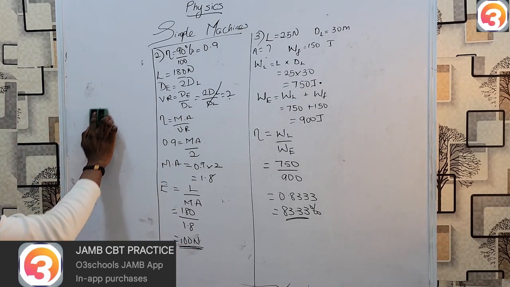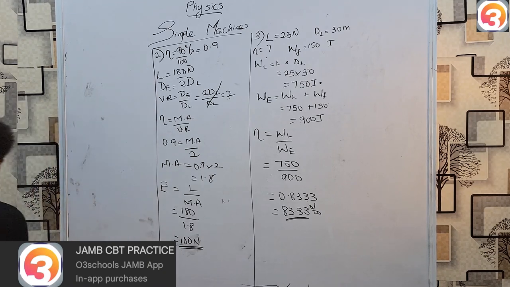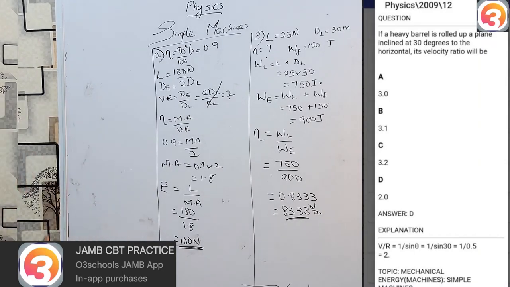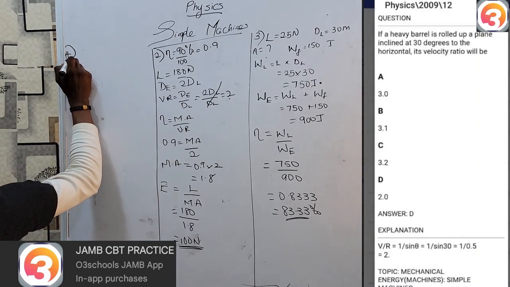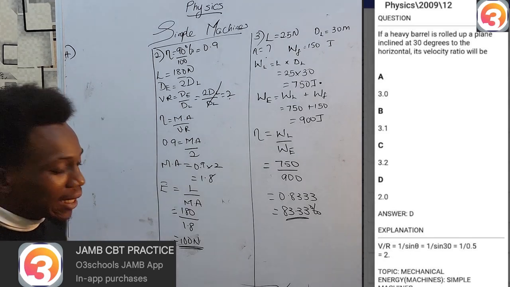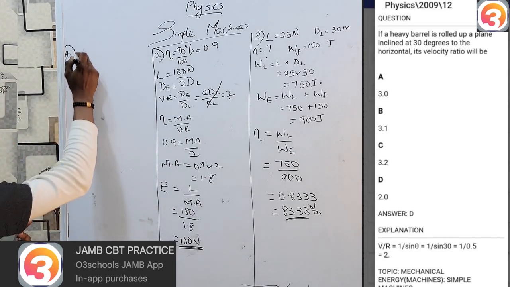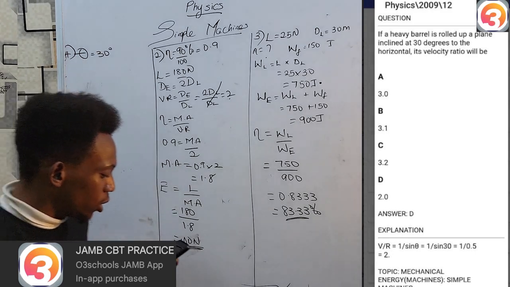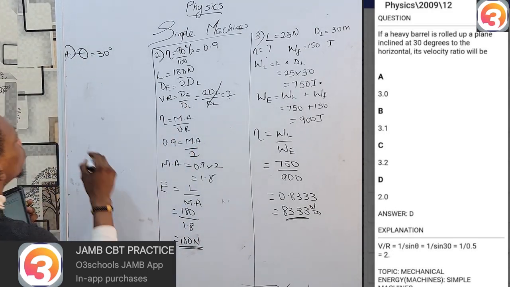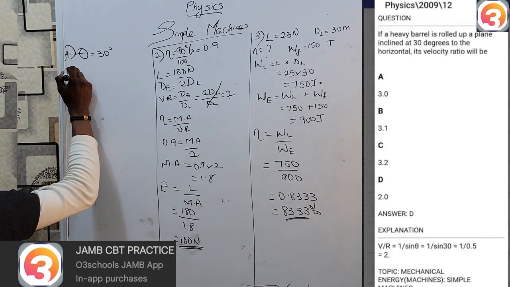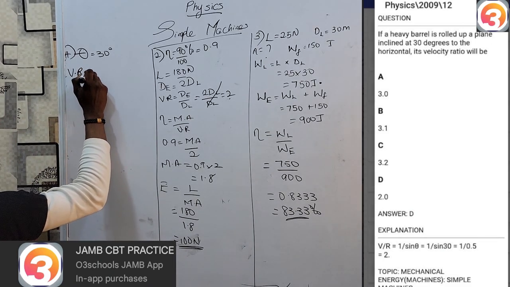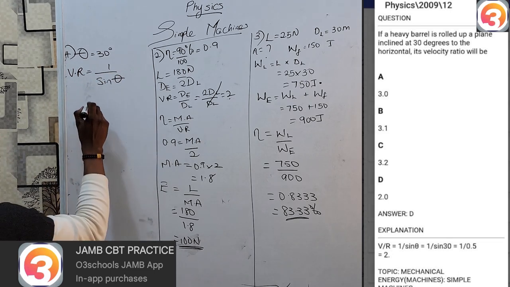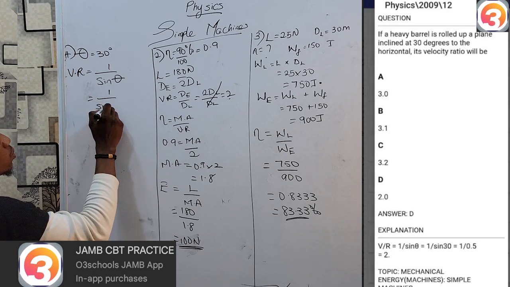We have this next one from the year 2009, question number 12. This one says, if a heavy barrel is rolled up a plane inclined at 30 degrees to the horizontal, so theta is 30 degrees, find the velocity ratio. This is very, very simple. Now, if this plane is being inclined, that means it's an inclined plane, and the formula as we know for the velocity ratio is 1 over sine theta. That would be 1 over sine 30.